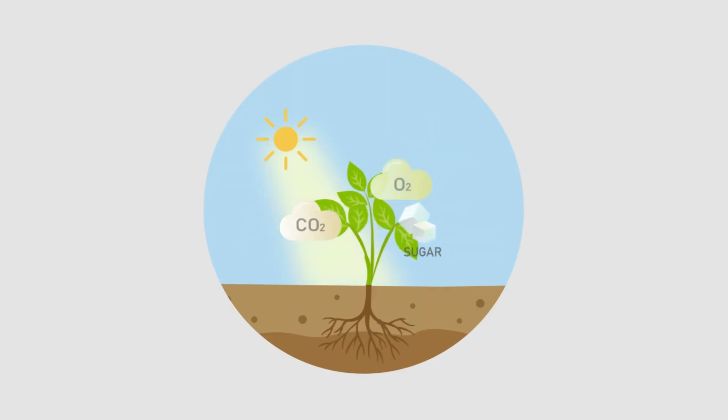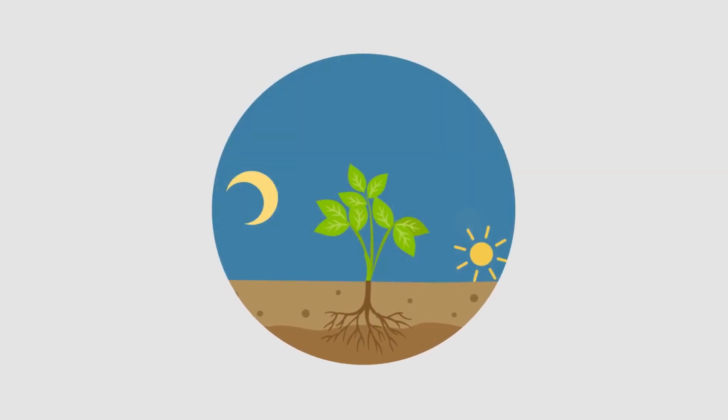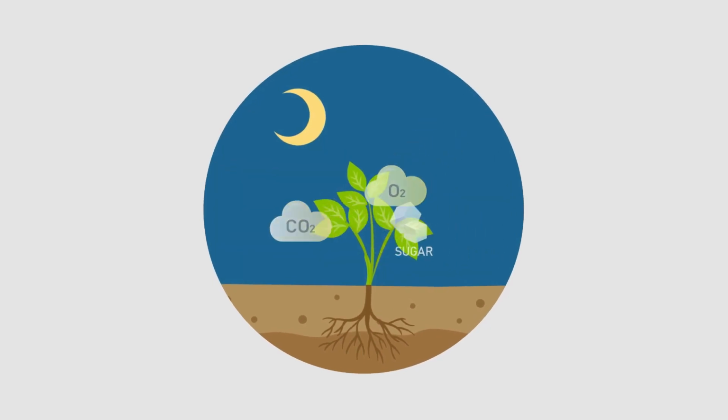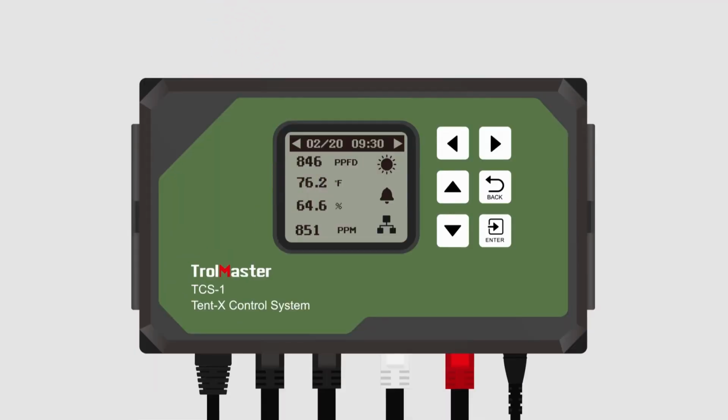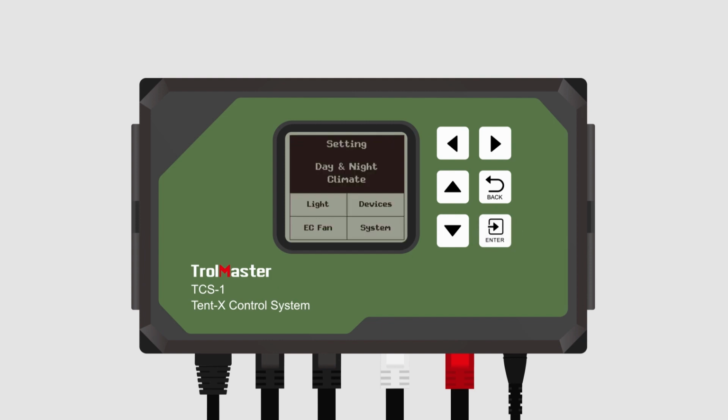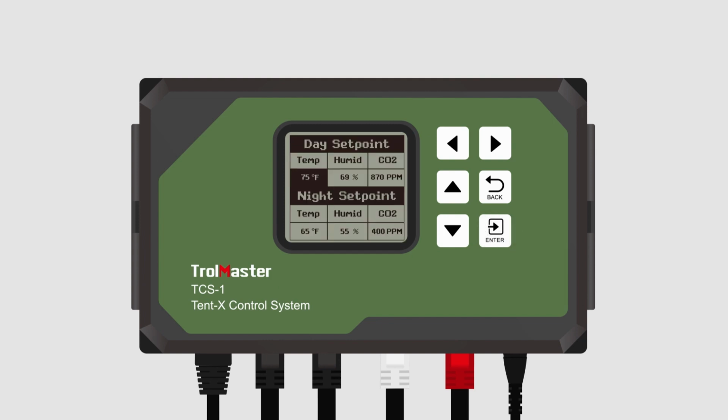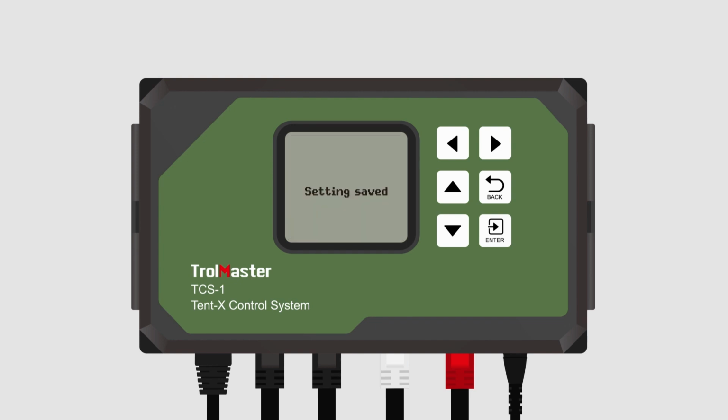The metabolic processes of plants vary during the day and at night, so different climate settings should be applied accordingly. Tent X allows you to do just that. Set the day and night climate settings separately by simply pressing enter on the day and night climate setting block. You will then enter the page where you can set the temperature, humidity, and CO2 in the Grow Tent for both day and night times.